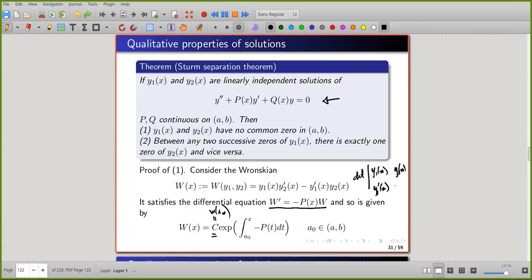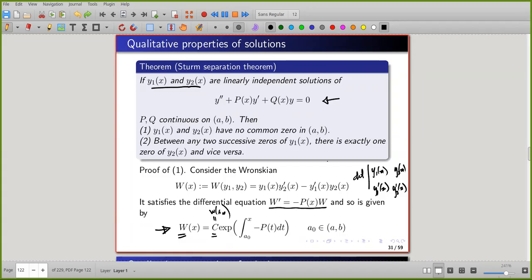Yeah, this Wronskian that we wrote is not identically zero. So what I'm saying is W is zero at a point in (a, b) if and only if it is identically zero. And since we are taking y1 and y2 to be linearly independent, it is not identically zero. Therefore, it's never zero, right?